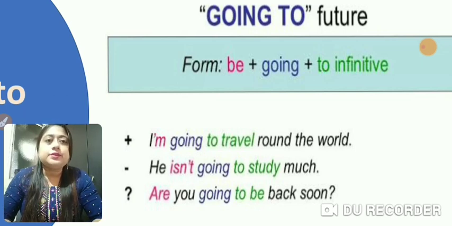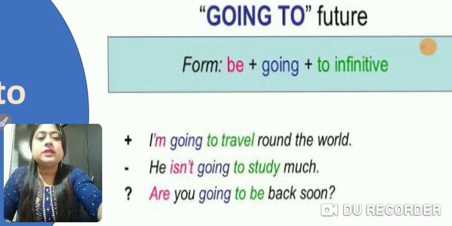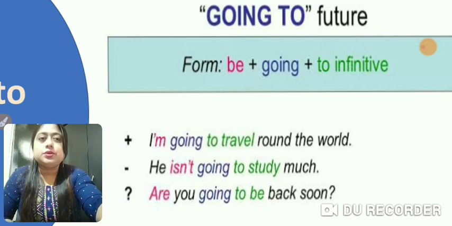I am going to travel round the world. He isn't going to study much, so this is a negative form. And are you going to be back soon? It is an interrogative form. What is the structure? Be plus going plus to, plus the infinitive form of the verb.